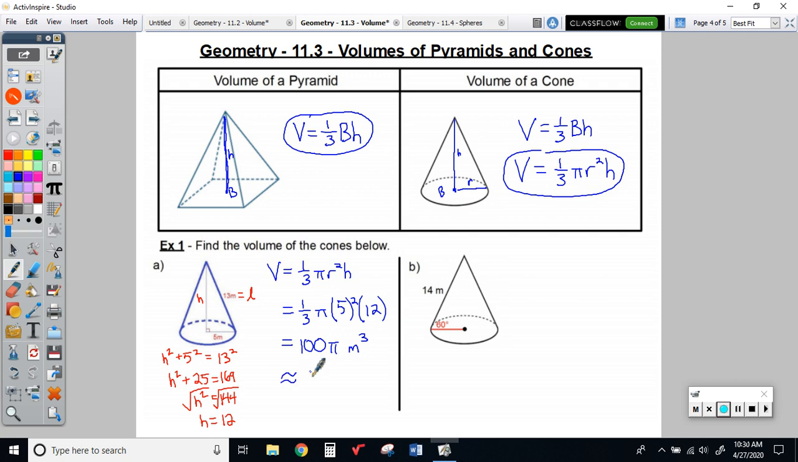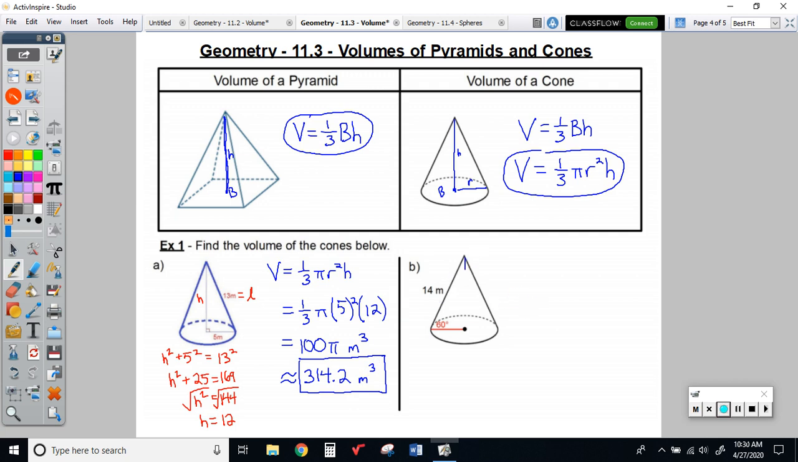You could plug this into a calculator. If you know pi to at least 4 digits, you could get this without a calculator: 3.14159265, and so on. So we round that off. 314, we're multiplying by 100, so moving the decimal place 2 spots. 314.2 rounded off, meters cubed.